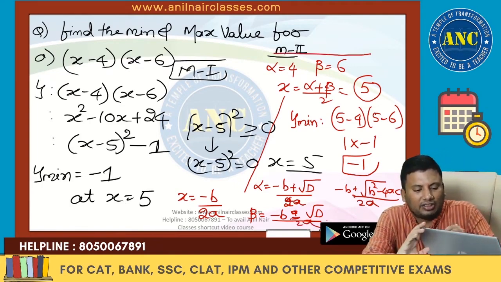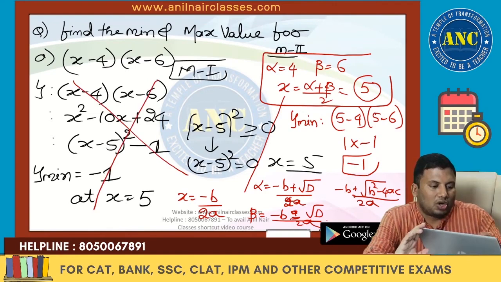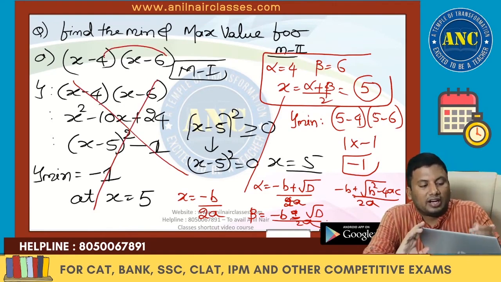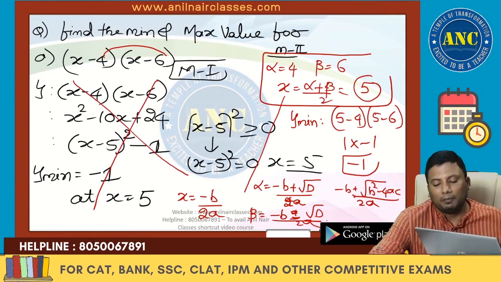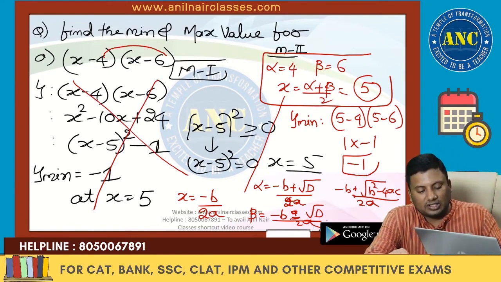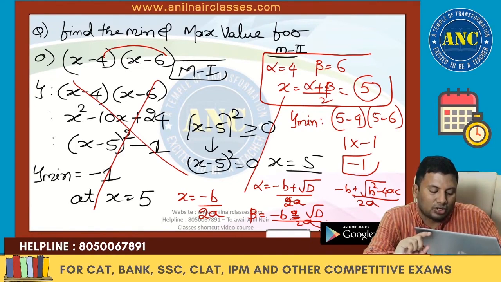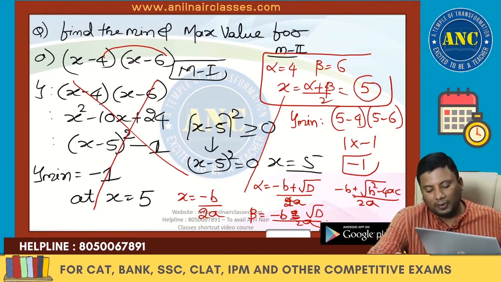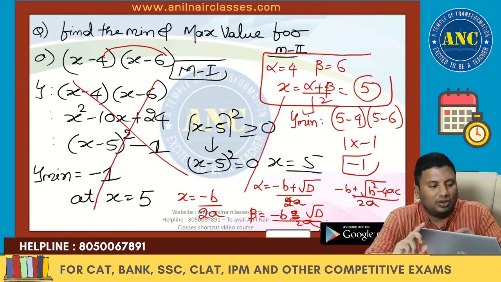It should be extremely clear to you. So the extreme value will happen, if a is greater than 0, at (alpha plus beta) by 2, that is (4 plus 6) by 2, because alpha is minus b plus root D by 2a and beta is minus b minus root D by 2a. Alpha plus beta is minus b by a, half is minus b by 2a. Substitute that value in the expression to get the answer.